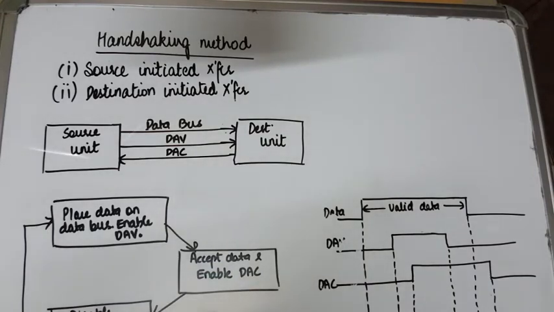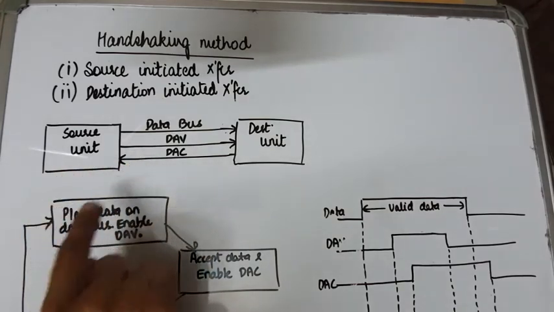The handshaking method of data transfer confirms that the data transfer is actually happening between the source and the destination unit. The data is actually transmitted between the two units. The handshaking method is also divided into two categories: source-initiated data transfer and destination-initiated data transfer. First, we are going to study source-initiated data transfer. This diagram shows source-initiated data transfer.